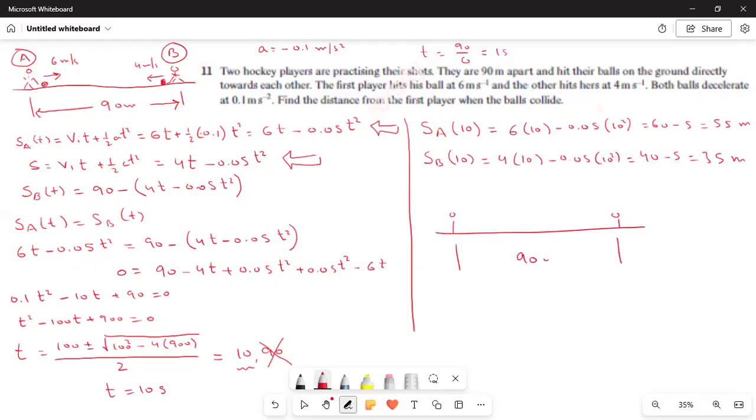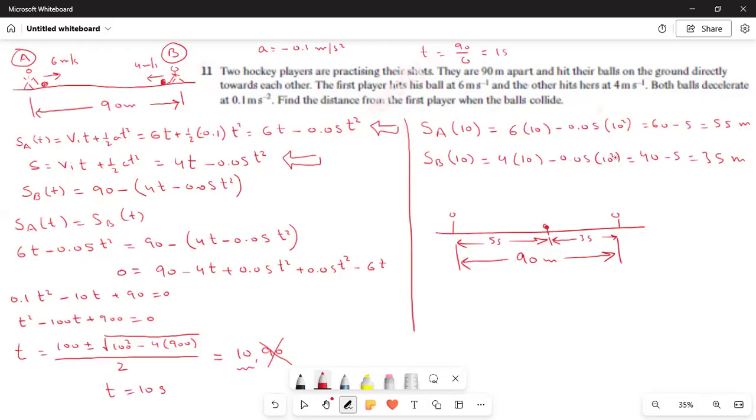So if the distance between the two players was 90 meters, the balls will meet at 55 meters from here and 35 meters from here. And you can see 35 plus 55 is 90. I hope this is all clear.